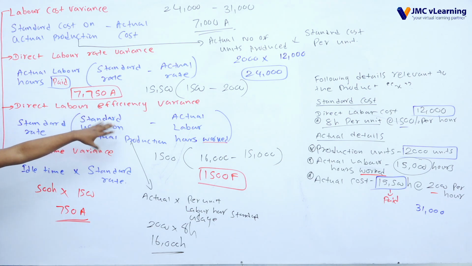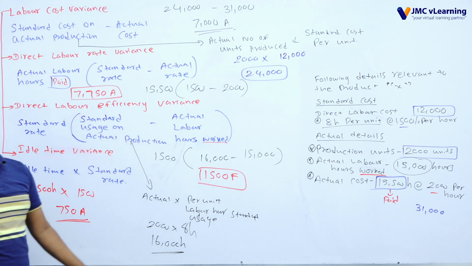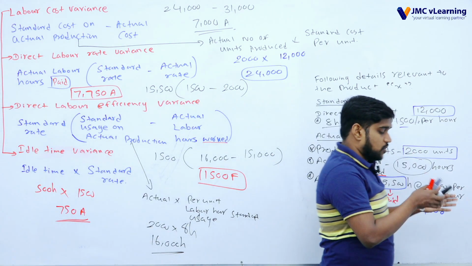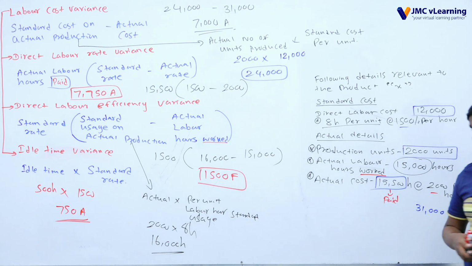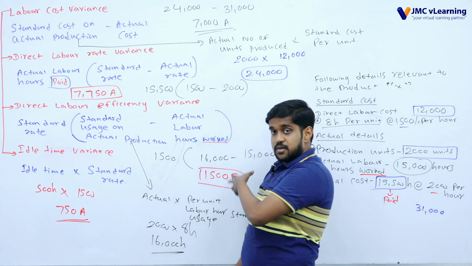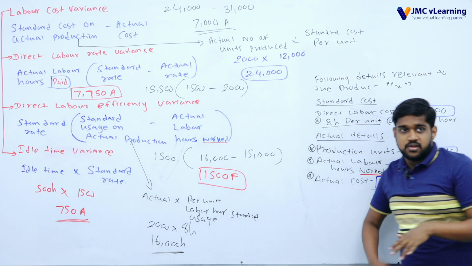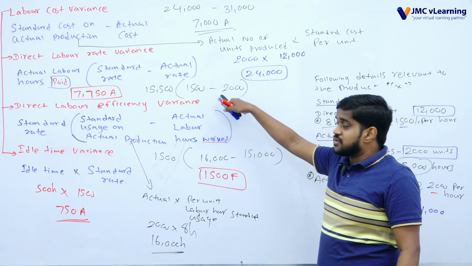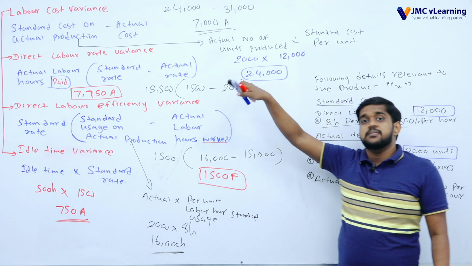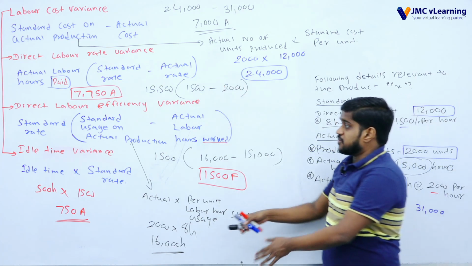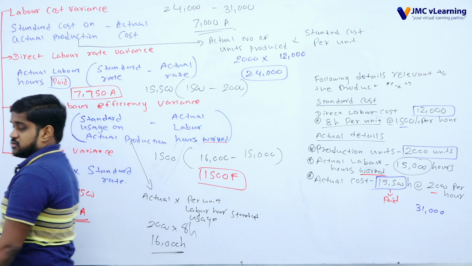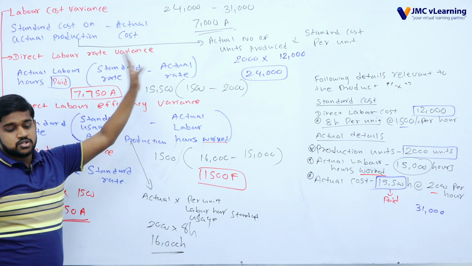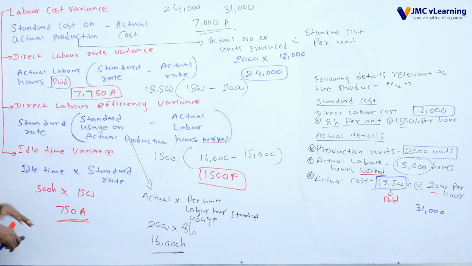When we come to our efficiency variance, it is a positive one, a favorable one. That means we utilized our labor hours lower than expected. Therefore direct labor efficiency variance is favorable, that means our usage is good. There is no problem with our efficiency. The main issue is coming from our direct labor rate, that means our per hour rate, and also from idle time. Since we have 750 adverse variance from idle time, it is also a reason for this 7,000 total adverse variance.